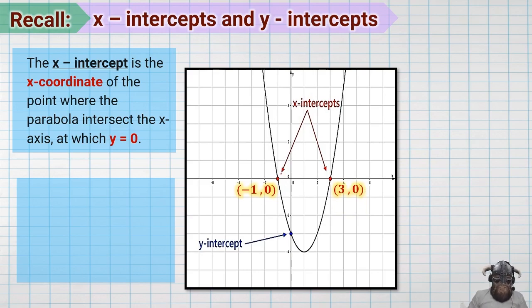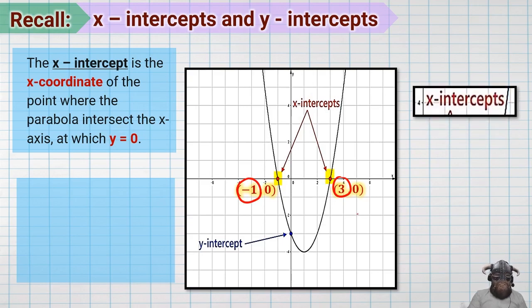Here you can see this point and this point, negative 1, 0 and 3, 0, will be having the x-intercept. But the values of the x-intercept are only the x-coordinates of those points. So we are just considering negative 1 and 3. So the x-intercept for this given example is negative 1 and positive 3.